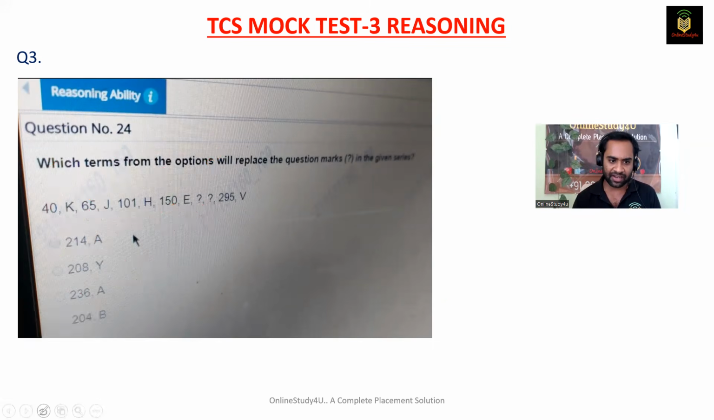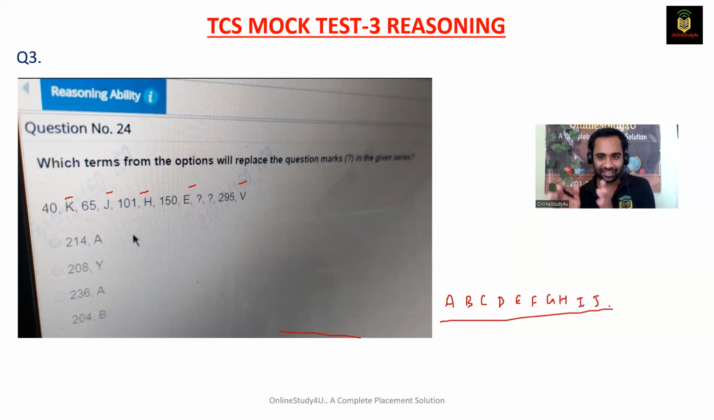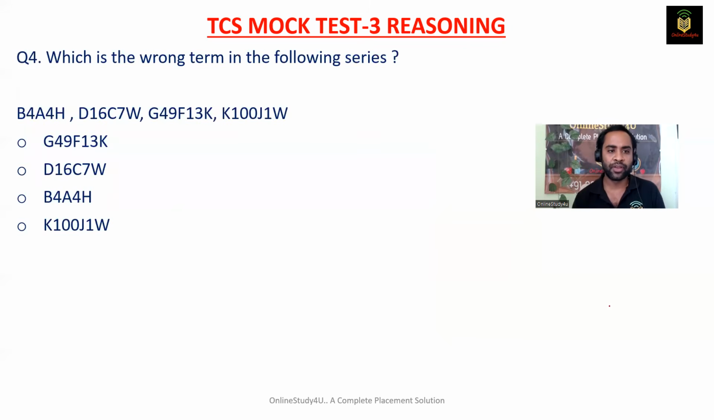From here, I will erase the screen, and this one you can see. So K, J, H, E, B. Basically you have to write the alphabets, and then you will be able to get the logic. If you don't get the logic, let me know, because I don't want to invest the time here. Now next, which is the wrong term in the following series?